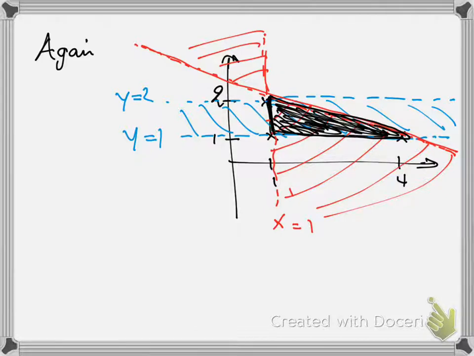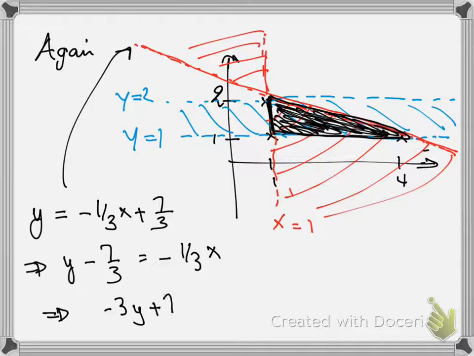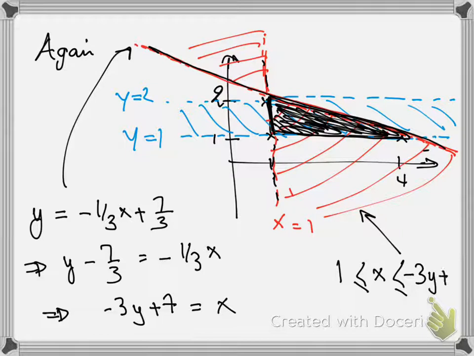So here, we are saying that x is between 1 and, so what's the equation of this line? Well, we know that the equation of this line is y equal to negative 1/3 of x plus 7 over 3, right? So then you can solve for x. y minus 7 over 3 equal to negative 1/3 of x. So times negative 3, that's negative 3y plus 7. So x will be negative 3y plus 7. So this region here is between x equal to 1, this red line here, and this line here, the line with equation x equal to negative 3y plus 7.